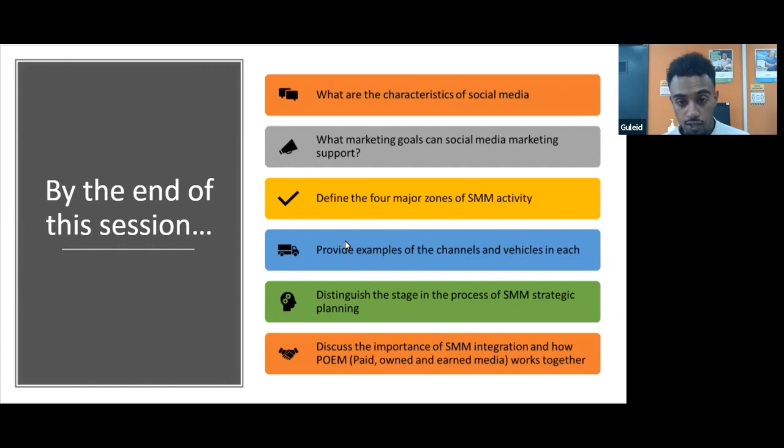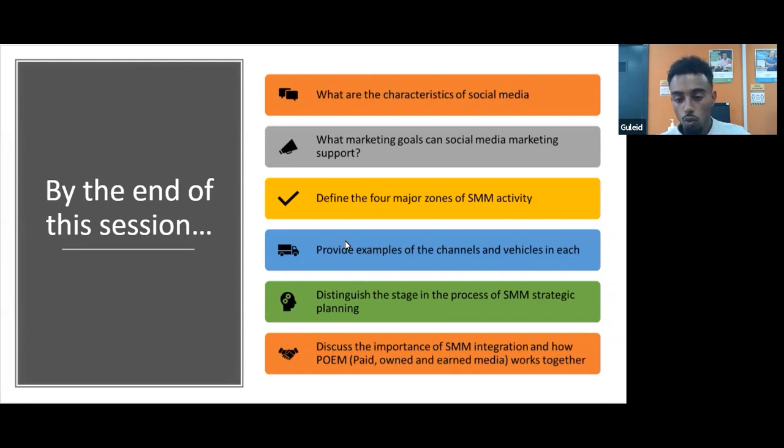By the end of this session I will discuss this: What are the characteristics of social media? So the functions and the characteristics, I will discuss that in detail. What marketing goals can social media marketing support? I will define the 4 major zones of social media activity and also provide examples of the 4 zones in social media marketing. I'll also provide examples of the vehicles in which to conduct social media marketing. They're differentiated into many sections, and I will distinguish the stages in processing of social media strategies and planning, and that will be your bedrock in planning and executing social media strategies.